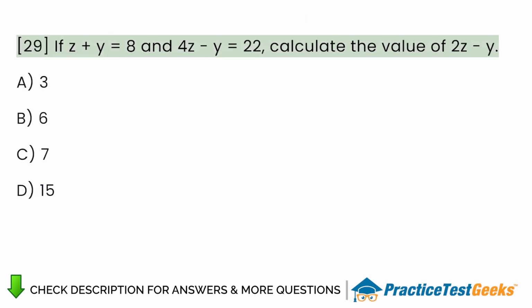If c plus y equals 8 and 4zy equals 22, calculate the value of 2zy. A, 3. B, 6. C, 7. D, 15.